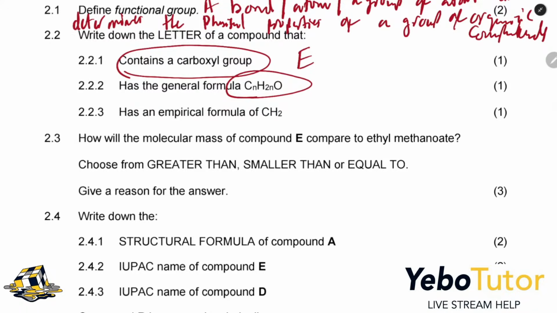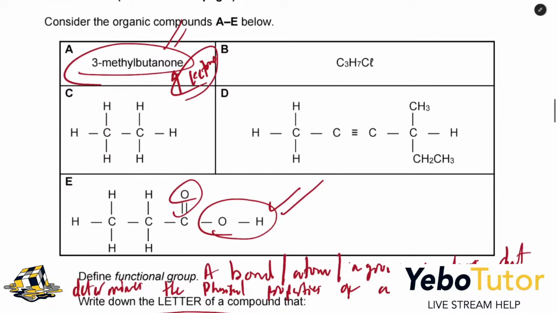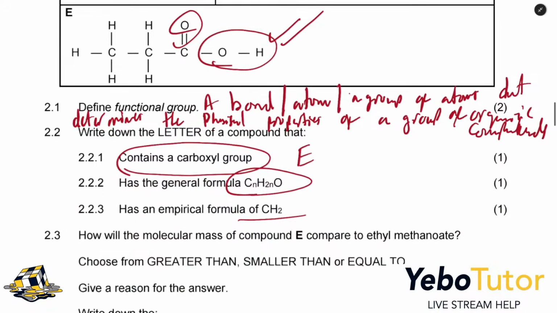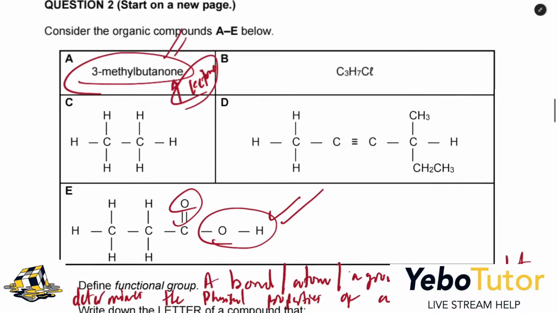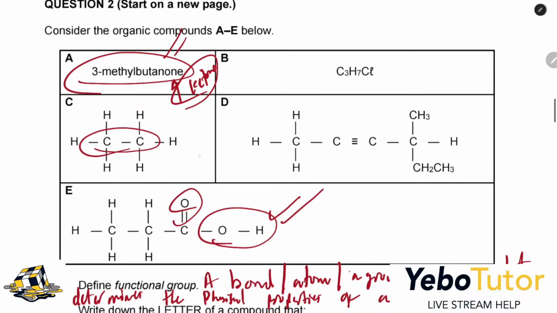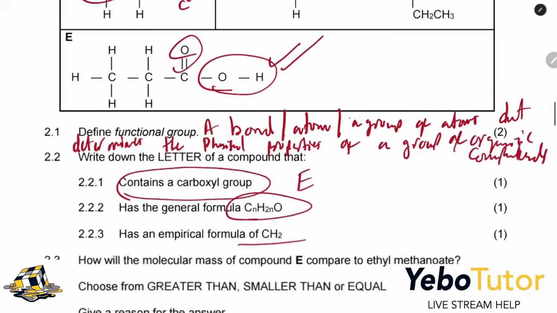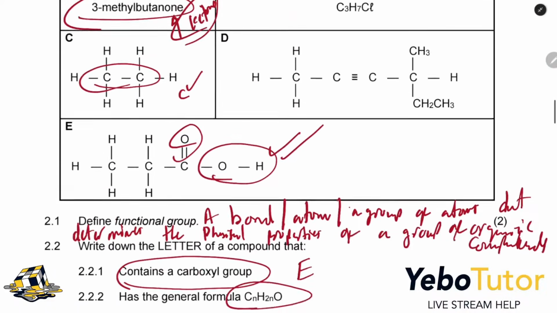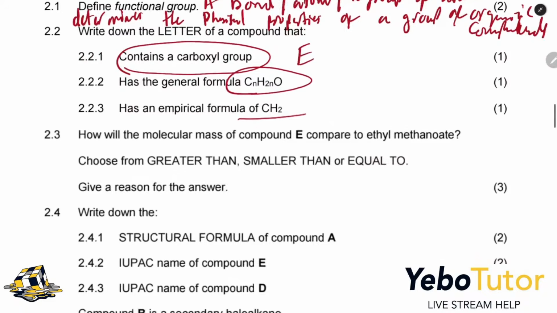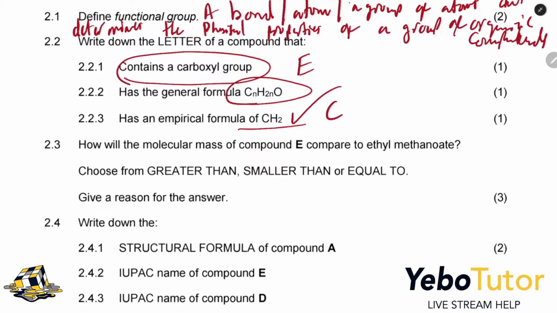Then here's an empirical formula of CH2. Which one has that empirical formula of CH2? That will be C over there, and we can see that's just an alkane. So that will give us that specific empirical formula. So our 2.2.3 is C.